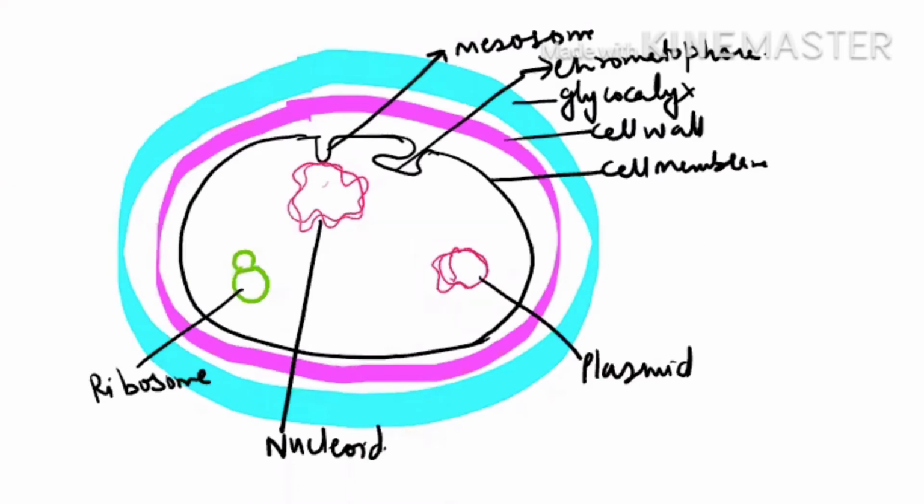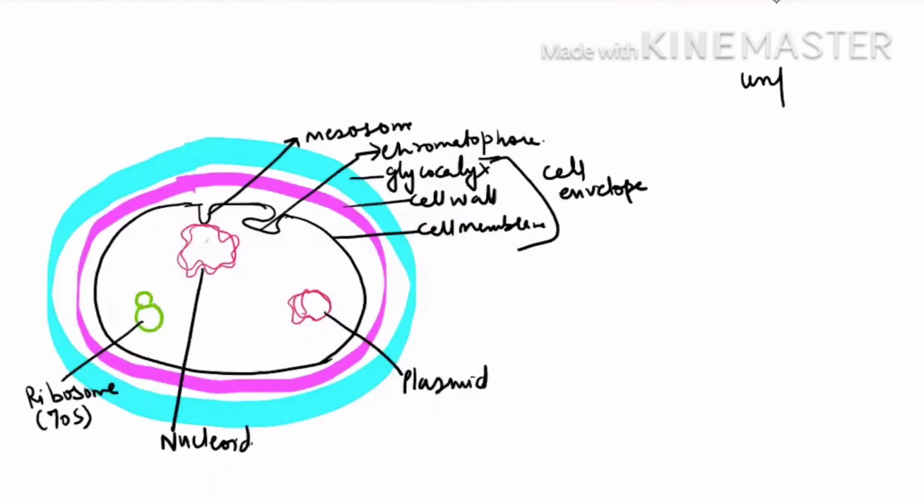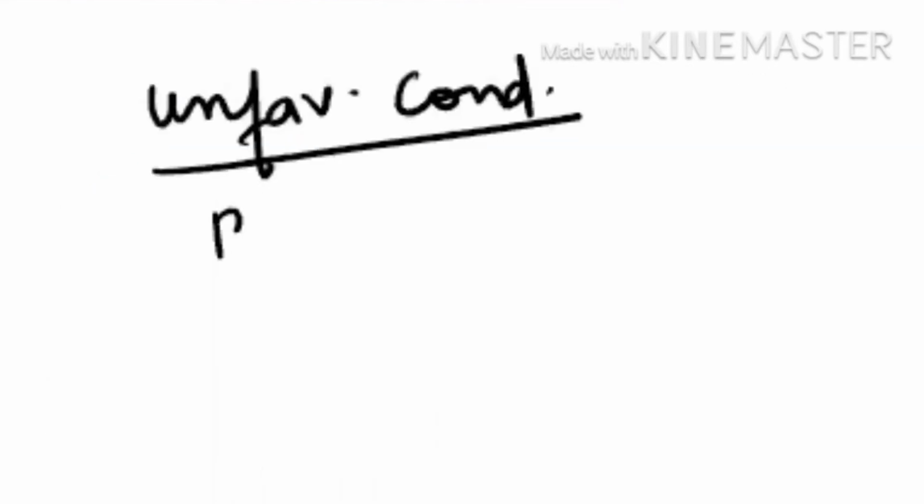Hello students. In this video we are going to study endospore formation, which is done by bacteria. You know very well that bacteria have a cell envelope. The cell envelope consists of glycocalyx, cell wall and cell membrane. Inside this, the cell membrane enfolding is the mesosome, which holds the genetic material, the nucleoid. The extra genetic material the bacteria have is the plasmid, and ribosomes which are of 70S type. Under unfavorable conditions, the bacteria will produce endospores.